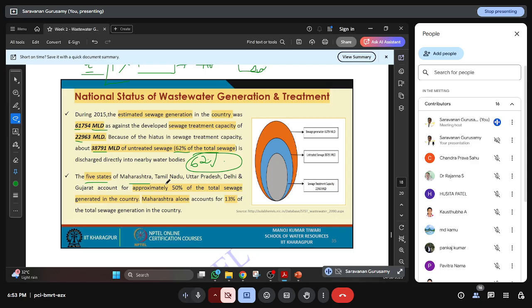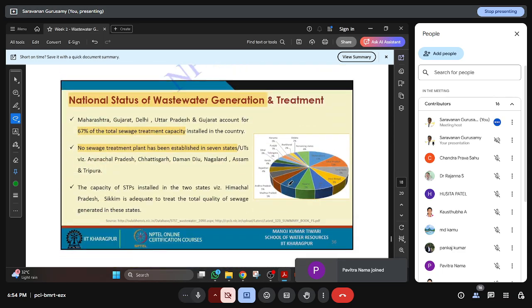If you take 5 states like Maharashtra, Tamil Nadu, UP, Delhi, and Gujarat, out of the 61,000, 50% of the total sewage is generated by these 5 major states having large populations. So they are generating a larger sewage quantity. Maharashtra alone generates 13% of the total sewage. But if you take the treatment capacity, we are lagging. Only 40% we are treating, sorry, 60% only, and 40% we are letting out into the water bodies. So we have to enhance the treatment facility, and we have to have extra capacity of sewage treatment plants. So this is the total representation.